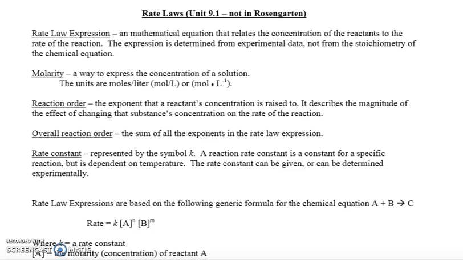This video lecture is meant to cover the information found in Unit 9.1 on rate laws, but this information is not found in the Rosengarten text or in the Rosengarten videos. We're going to be learning about rate law expressions, which are a mathematical equation that relates the concentration of the reactants to the rate of the reaction. It's determined from experimental data.